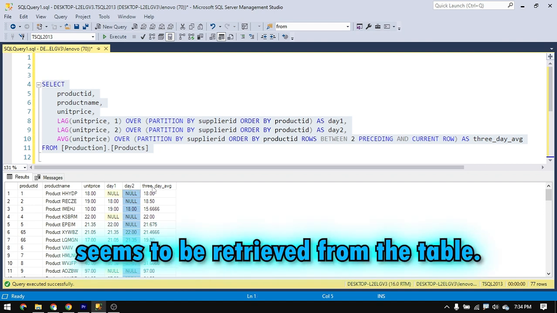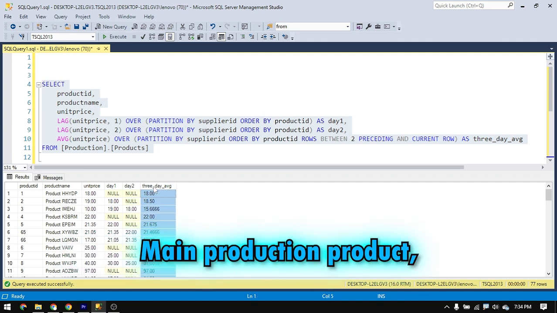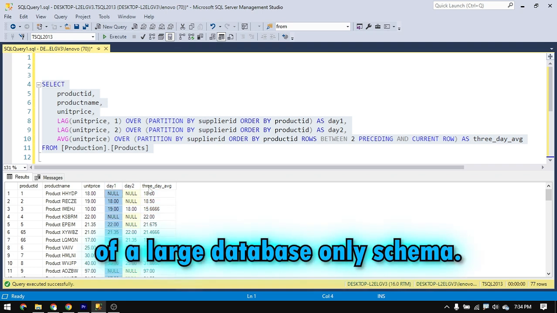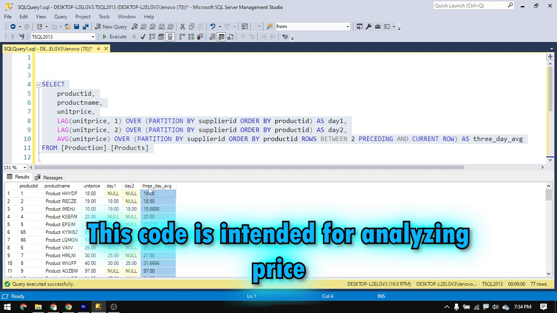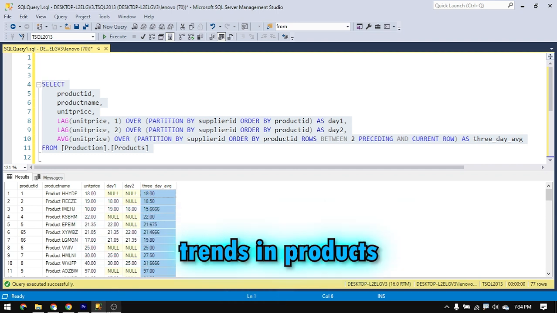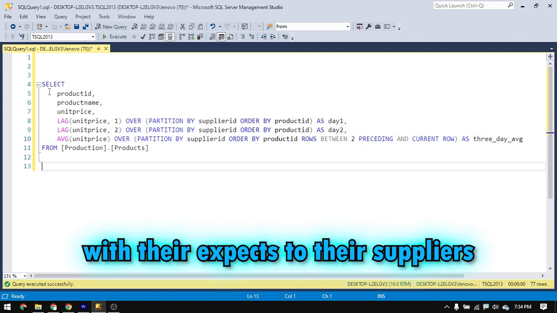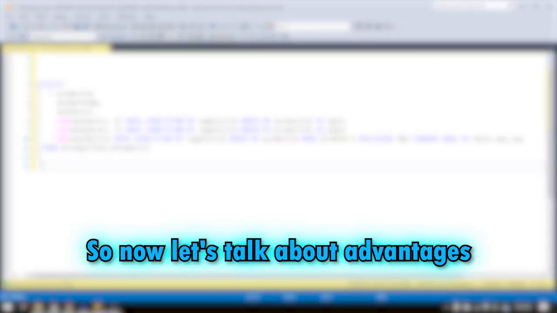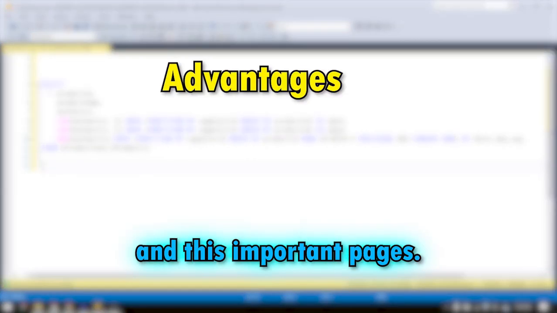The data seems to be retrieved from the table named Production.Product, which is likely part of a larger database or schema. This code is intended for analyzing price trends in products with respect to their suppliers and products within the dataset. So now let's talk about advantages and disadvantages.